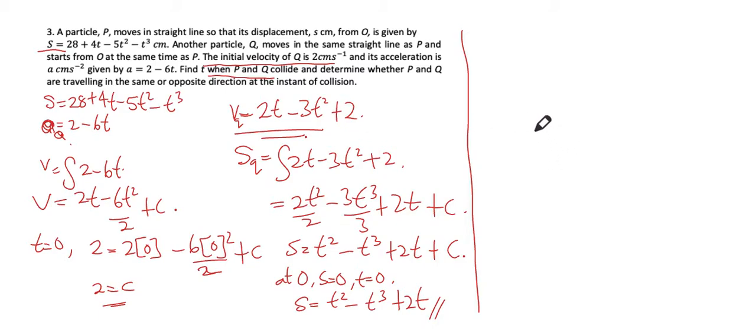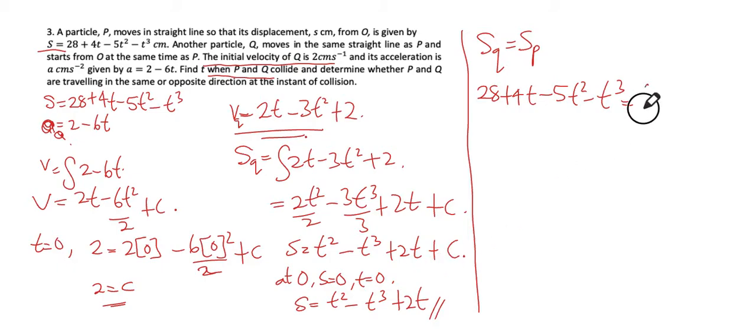So since that's the case, I can equate sp with sq. So what is sp? 28 plus 4t minus 5t squared minus t cubed. And this is equal to sq, which is, where's sq? t squared minus t cubed plus 2t.